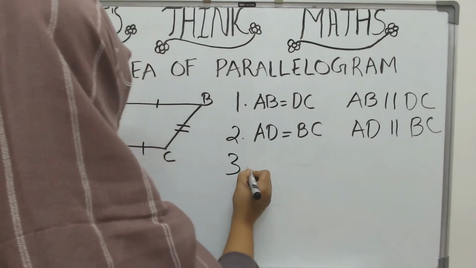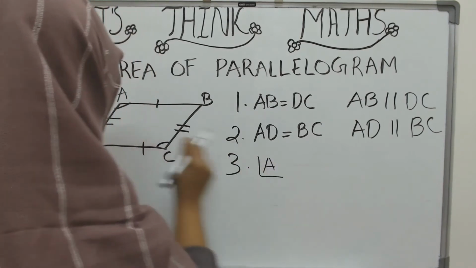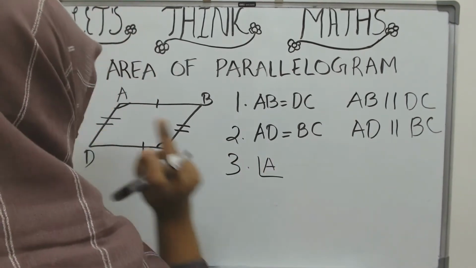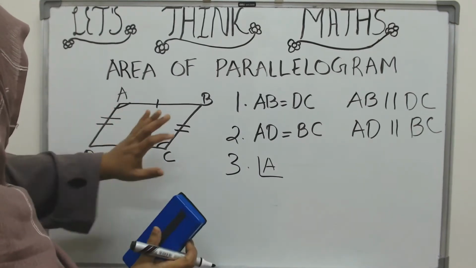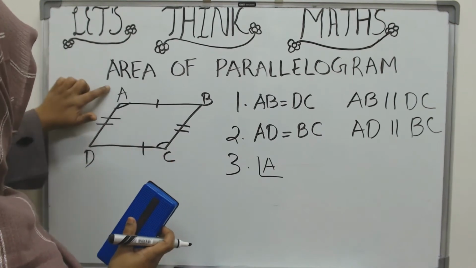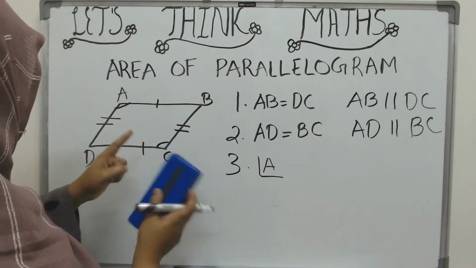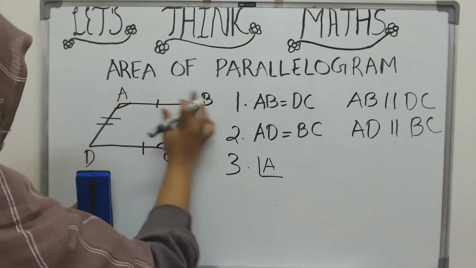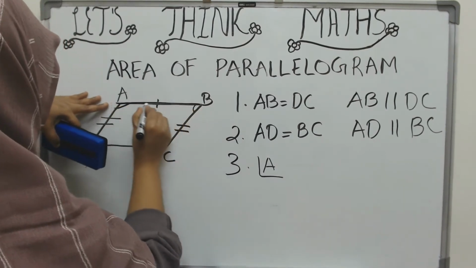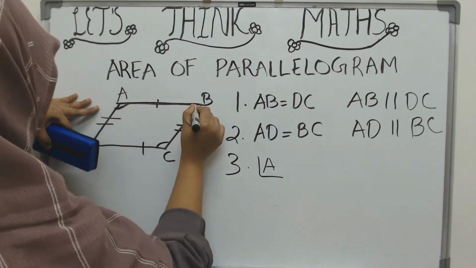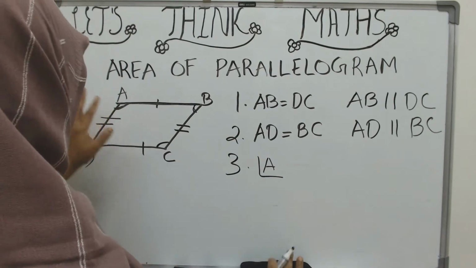The third condition is that opposite angles are equal. What do you mean by an opposite angle? These two angles A and C are opposite if they do not share a common side. Now what about A and B? Look at this. They have the common side AB. This is angle A and this is angle B. So what are these two angles? They are adjacent. They are nearby.